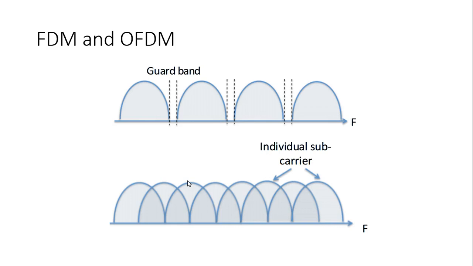And for basic FDM, guard bands are needed to prevent the bandwidth of subcarriers from overlapping. And in the OFDM case, the subcarriers are orthogonal to each other. Therefore, the intercarrier guard bands are not required, and a high spectrum efficiency can be achieved.